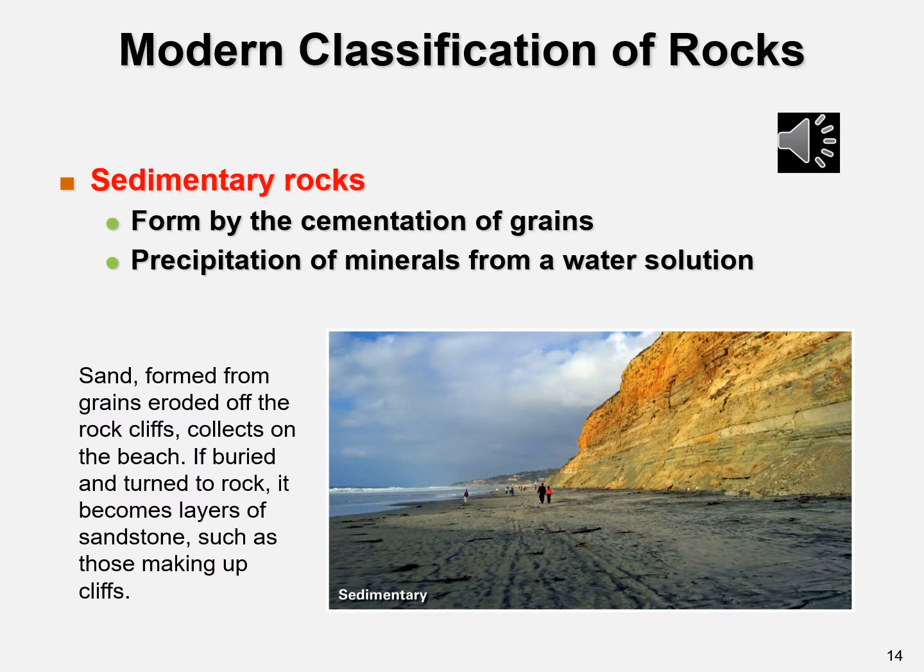Sedimentary rocks form either by cementing together grains broken off of pre-existing rocks or by the precipitation of mineral crystals out of water or gas solutions at or near the Earth's surface. In this image, sand formed from grains eroded off the rock cliffs collects on the beach. If buried and turned to rock, or lithified, it becomes layers of sandstone, such as those making up the outcrop.